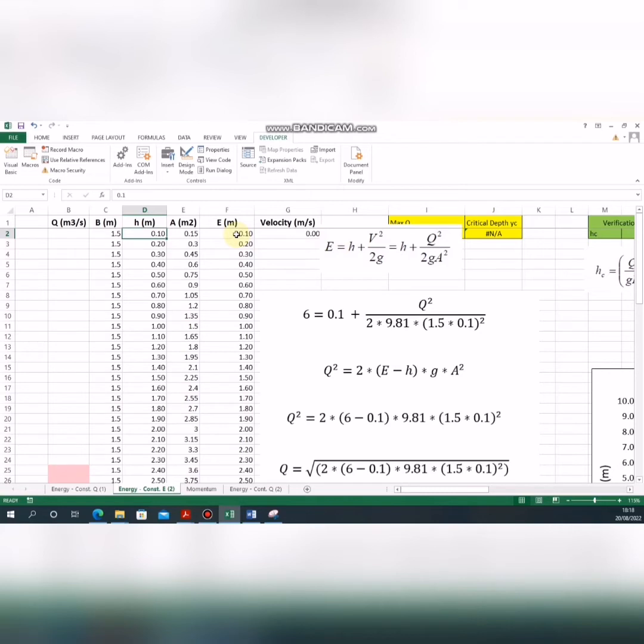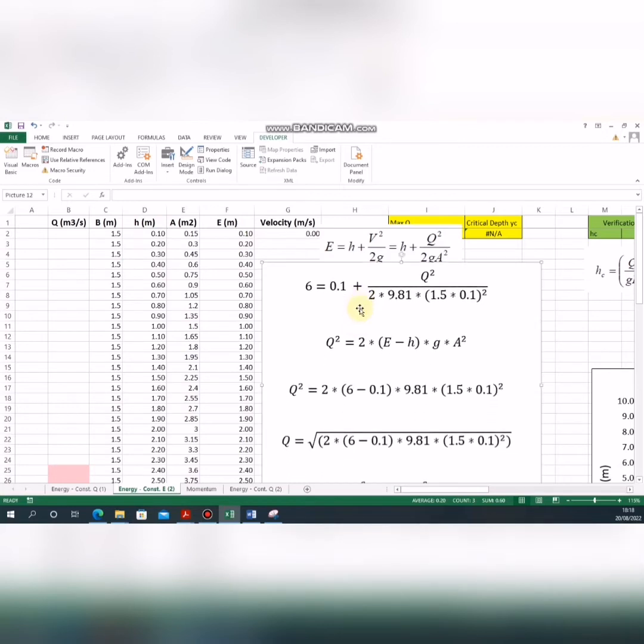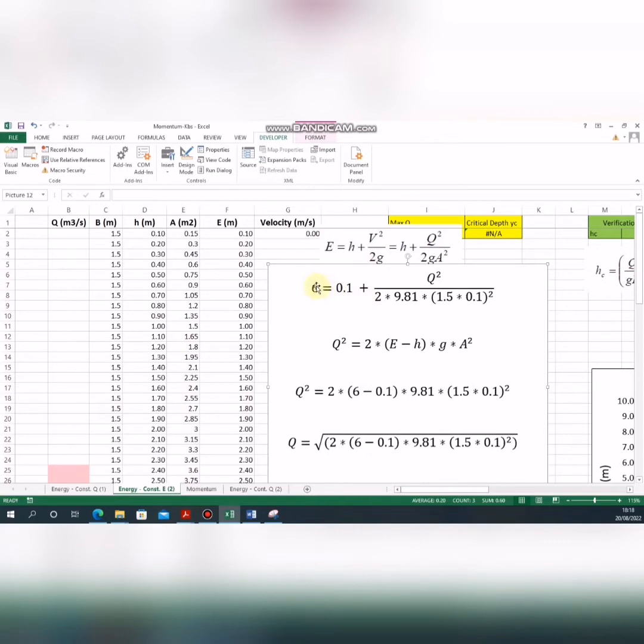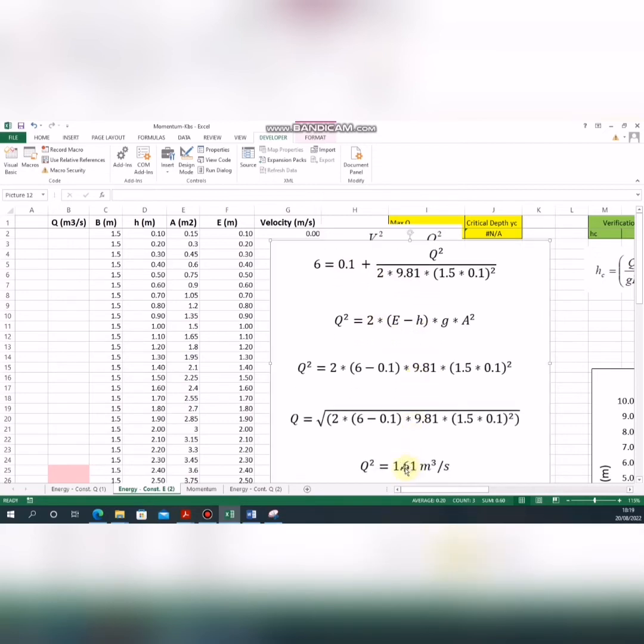You can use any value of energy, but you've got to be careful with the geometry. If you increase the energy, you need to increase maybe the width or maybe the height, so you can get a realistic engineering sense. Now let's look at this bit of calcs I've created. So look at substituting the assumed value of 6 and 0.1 meter. Solving for discharge, we get 1.61.